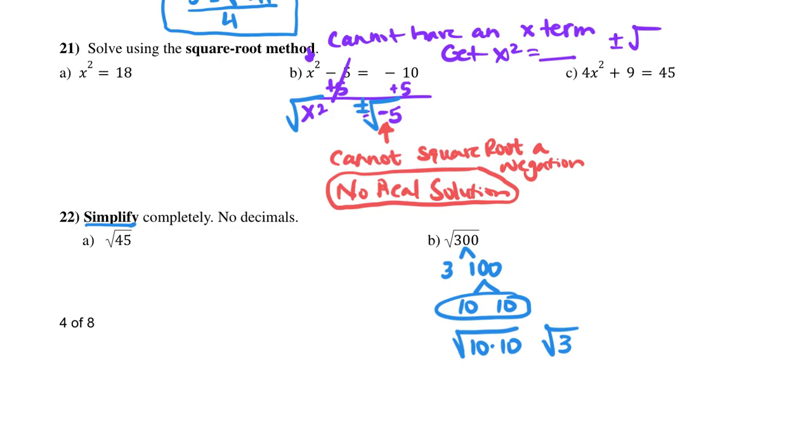There are other ways to simplify this. And the square root of 10 times 10 is the square root of 100, which is just 10. And I have that square root of 3 there. So that would be my simplified answer. And you would do the same process looking for pairs for the square root of 45 also.